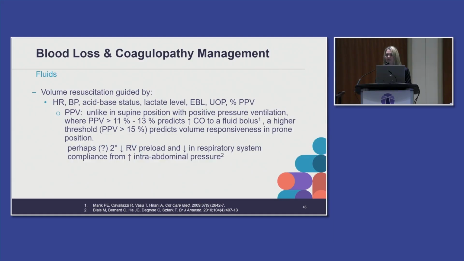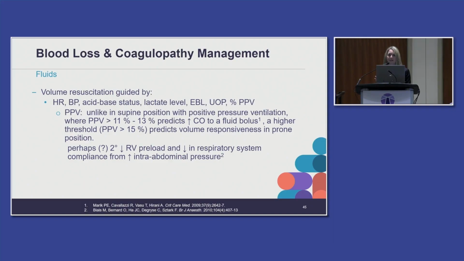Fluid resuscitation is guided much the same way we do this with any surgery: heart rate, blood pressure, acid-base status, lactate level, estimated blood loss, urine output, and pulse pressure variation. However, pulse pressure variation is a bit different when you're prone. In spine surgery, where a positive pulse pressure variation of 11 to 13% predicts an increase in cardiac output in response to a fluid bolus, a higher threshold pulse pressure variation of greater than 15% is what predicts volume responsiveness in the prone position due to the change in hemodynamics.